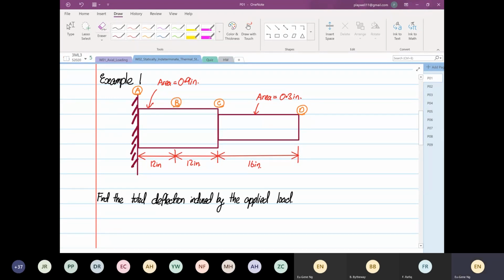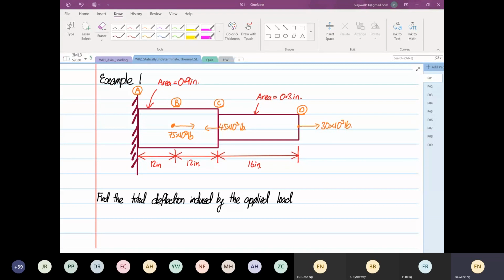So the applied load is as follows. At point B, we have a load going in that direction. That's 75 times 10 to the power 3 pounds. And then at point C, you have a load coming back at you. That's going to be 45 times 10 to the power 3 pounds. And then you have one more acting at the end, which is 30 times 10 to the power 3 pounds. Based on all those loads, we're going to find the total deflection.